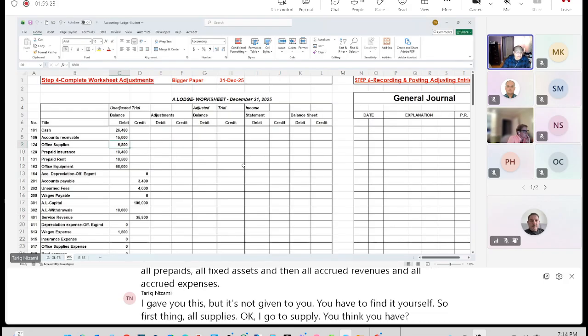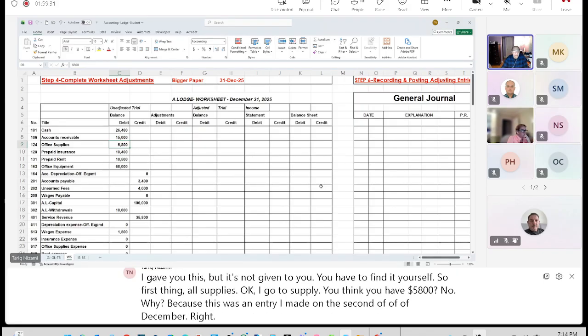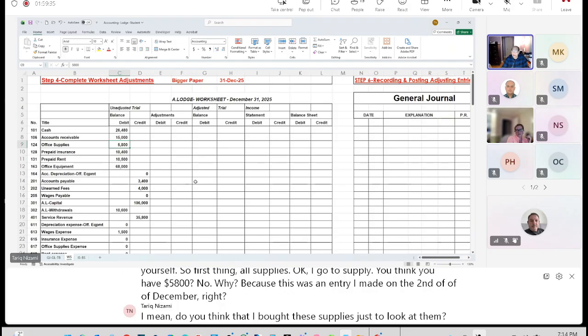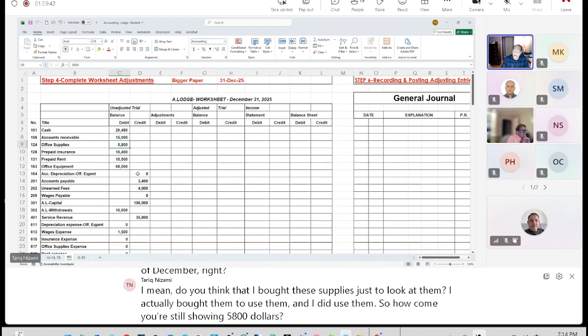Do you think you still have $5,800? No. Why? Because this was an entry I made on the 2nd of December, right? Do you think that I bought these supplies just to look at them? I actually bought them to use them. And I did use them. So how come you're still showing $5,800?